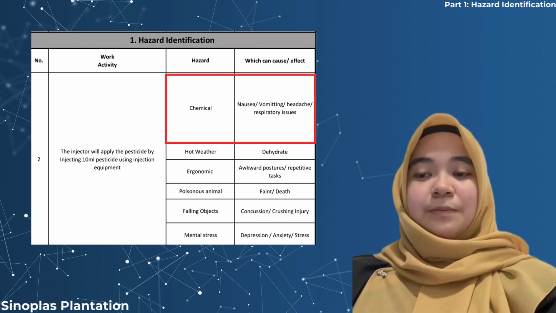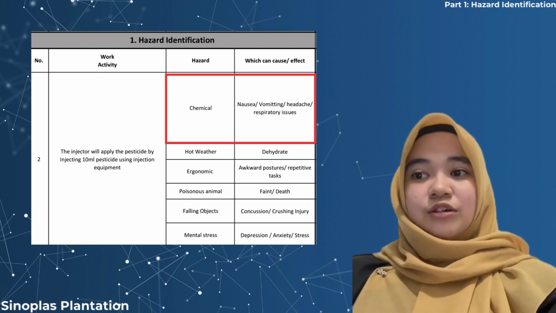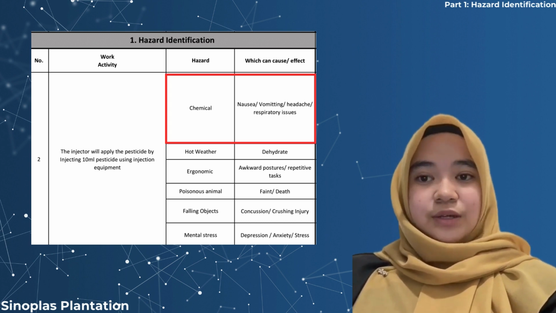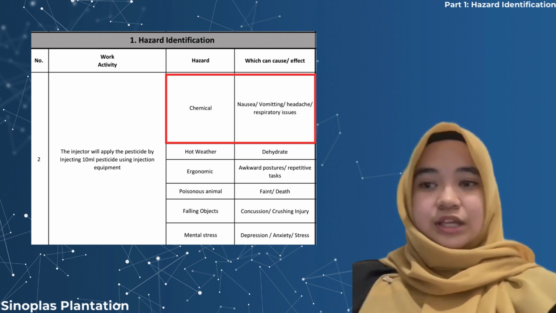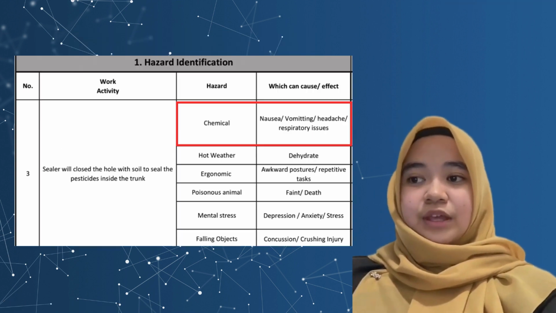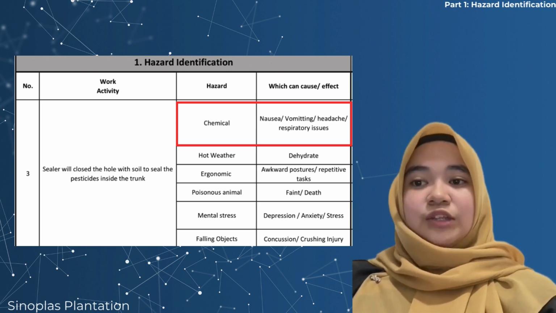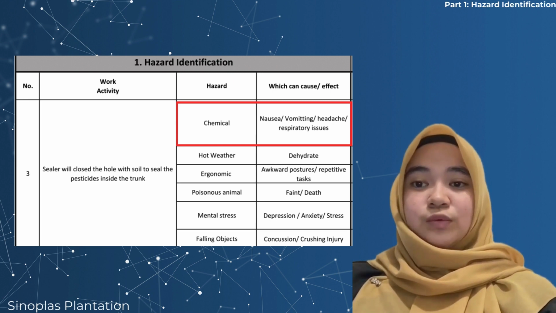The injector will apply the pesticide by injecting 10 mm of pesticide using injection equipment. For this activity, the major hazard identified is the use of chemicals, whereby it can cause health hazards such as nausea, respiratory issues, and also vomiting. Lastly is the sealer. The sealer will close the hole with soil to seal the pesticide inside the trunk. The hazard of this activity is once more exposure to chemicals.